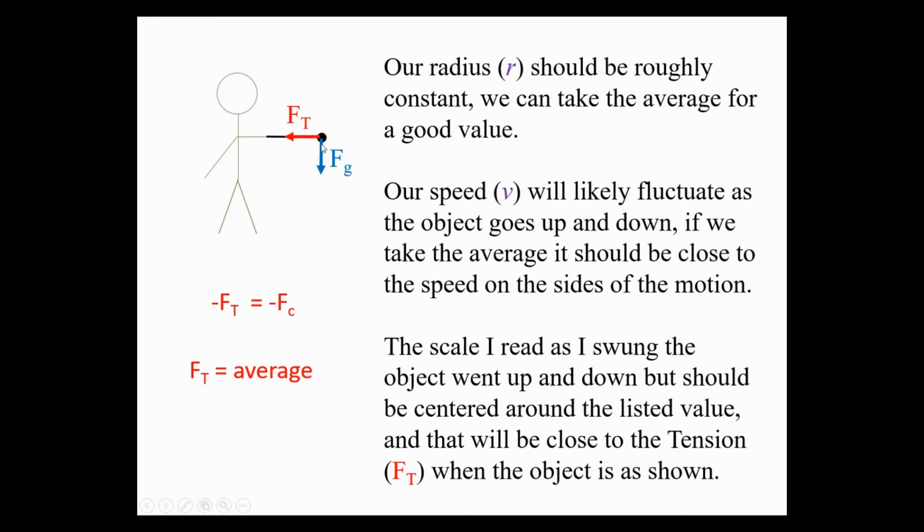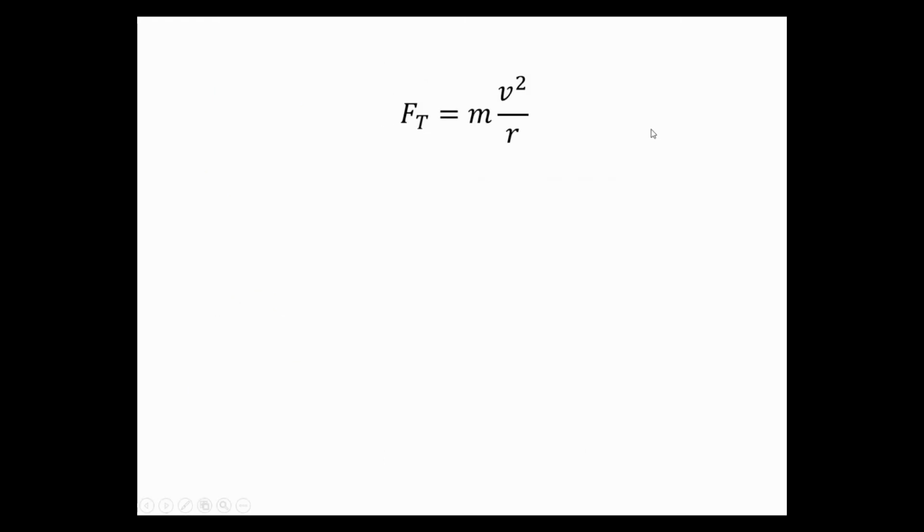because this last part, the scale I read as I swung the object up and down, it went up and down, but should be centered around the listed value in the videos that we're about to take a look at. And that will be very close to the tension, Ft, when the object is on the side as shown. In other words, that should be where our force of tension is pretty close to our centripetal force, what we're actually trying to measure.